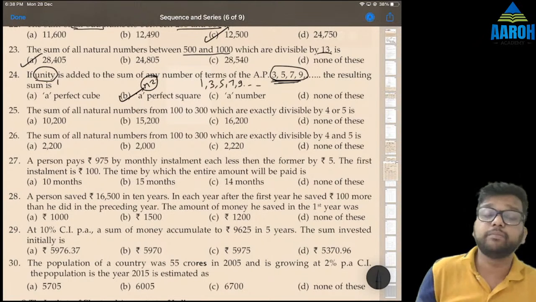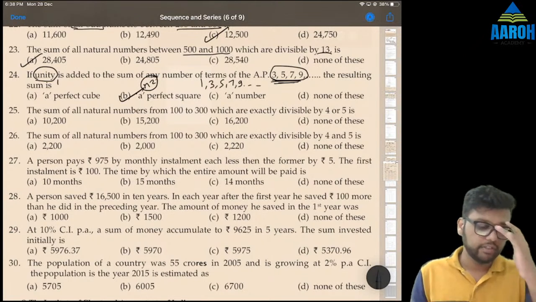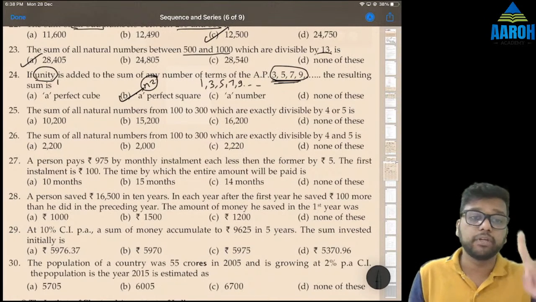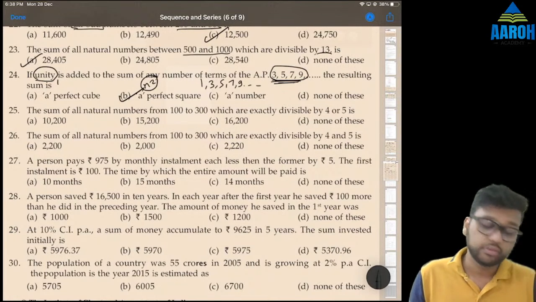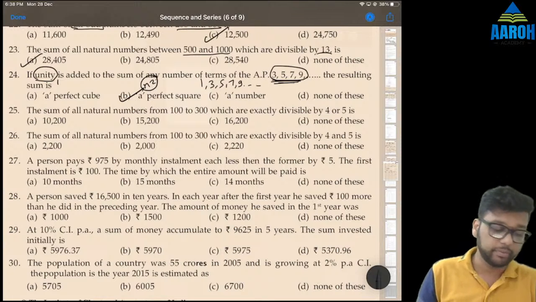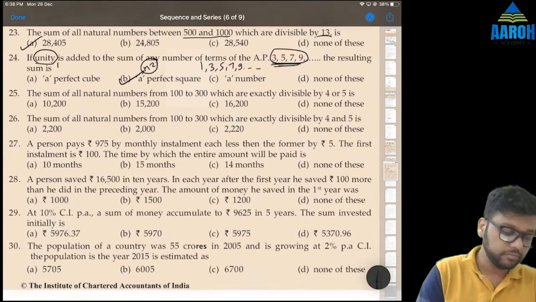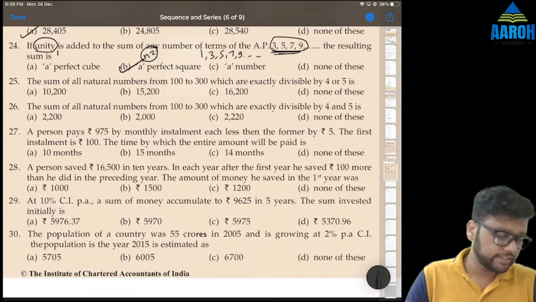That means this will always be a perfect square. That is going to be the sum of first n odd numbers if we include 1 also. So that is a perfect square, option B. Then next, 25.